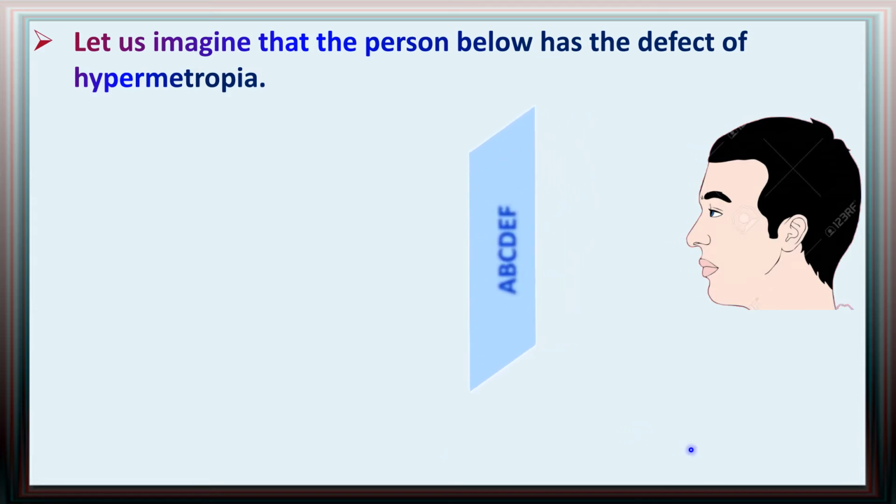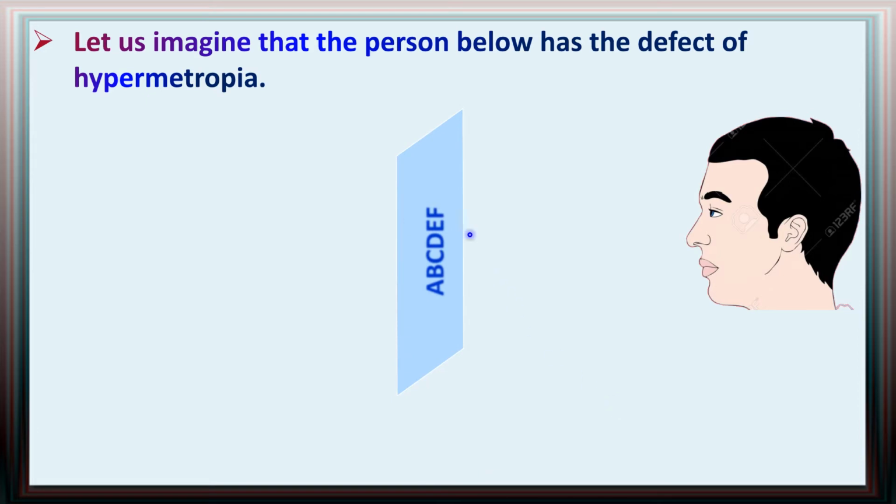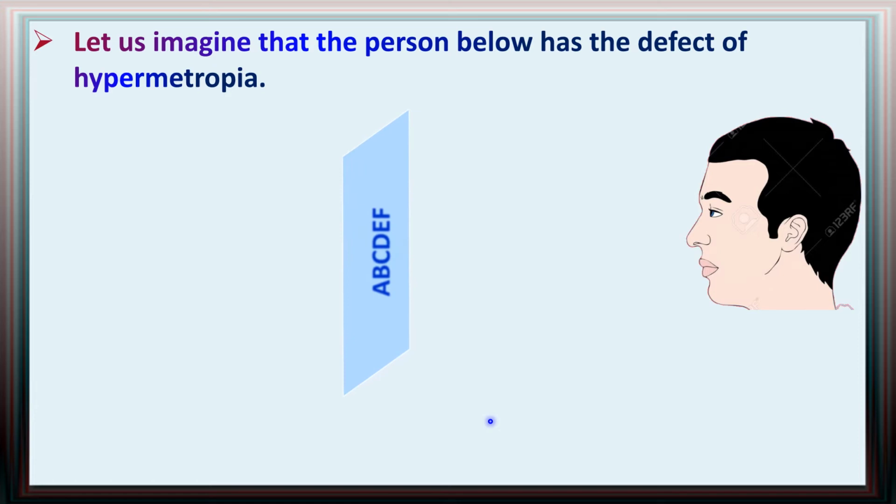I am moving it. So he sees the letters somewhat better. Let us move it further. Still somewhat better, because I will move this sheet of paper until he is able to see the letters very clearly. That's all. At this position, he can see the letters clearly written on the sheet of paper. That means in his case, the near point has been shifted from L to here.